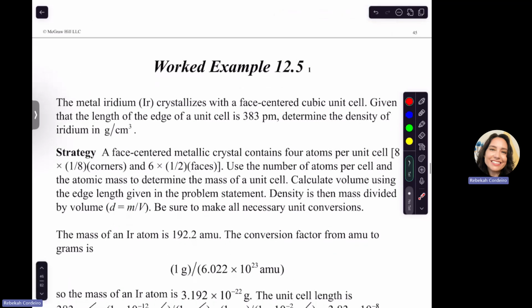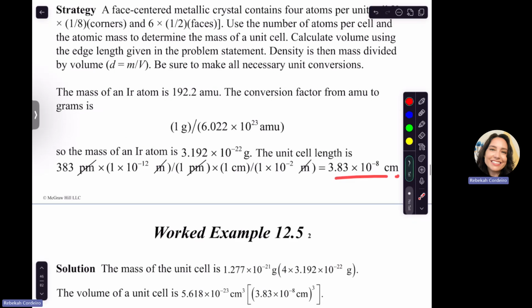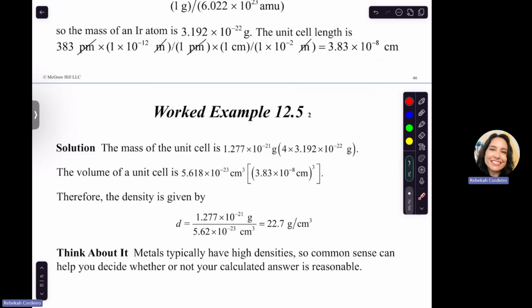All right, so face-centered is 4 atoms per unit cell. And so we can get the total mass of the unit cell. We can get the length in centimeters. So we have 4 atoms in each cell. Here's the mass of a single atom that we calculate. You can also get the mass of the whole unit cell the same way we did in the first question. Then you cube the side in centimeters, because that's what we're looking for, and then divide to find the density. So hopefully that wasn't too difficult.